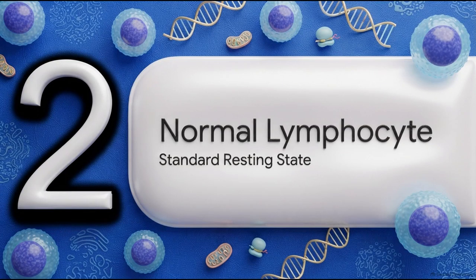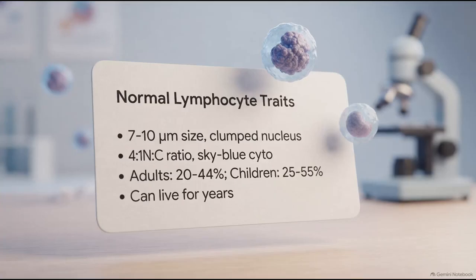Section 2. The normal lymphocyte. Basically what they look like in their standard resting state. You know, you really have to know normal before you can spot abnormal.